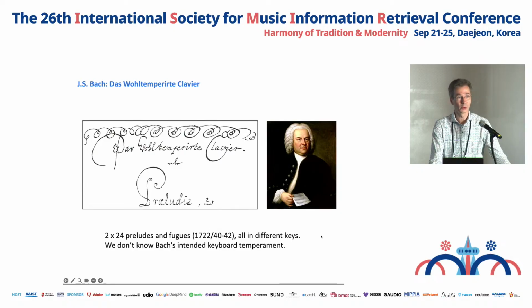As a case study, we took the Well-Tempered Clavier by Johann Sebastian Bach, which consists of 2 sets of preludes and fugues in all different keys. And the reason why this is an interesting case study is that we do not know exactly what Bach meant with well-tempered. Well-tempered means well-tempered, but he did not specify.